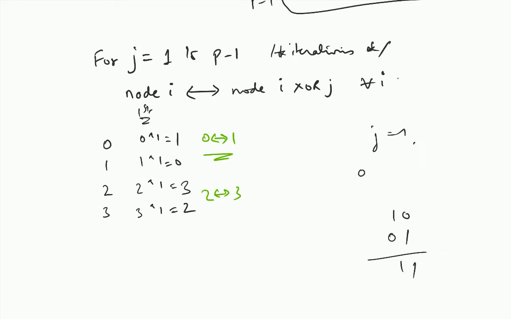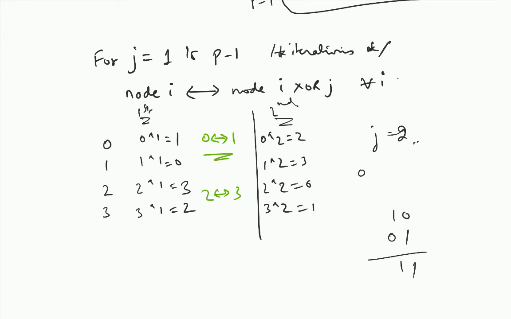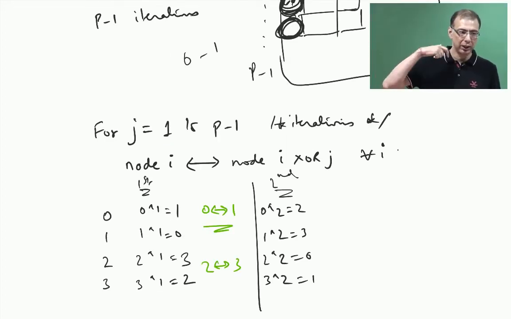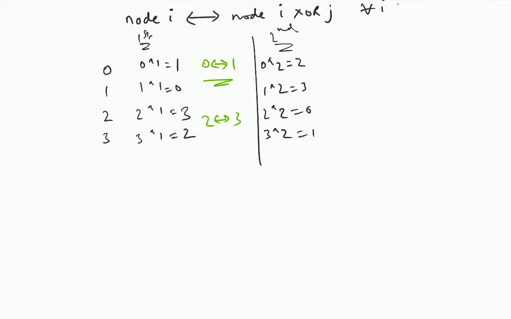What will happen in the second iteration? Now j is equal to 2. So this will exchange data with 0 XOR 2, 1 XOR 2, 2 XOR 2, 3 XOR 2. 0 XOR 2 is 2. 1 XOR 2 is 3. 2 XOR 2 is 0. And 3 XOR 2 is 1. You have to convince yourself that the XOR you get when you run numbers from 1 to p minus 1, in every iteration, the XOR of your node ID and j will result in a new node. All these nodes are distinct. In this iteration, 0 has exchanged data with 2 and 1 has exchanged data with 3.